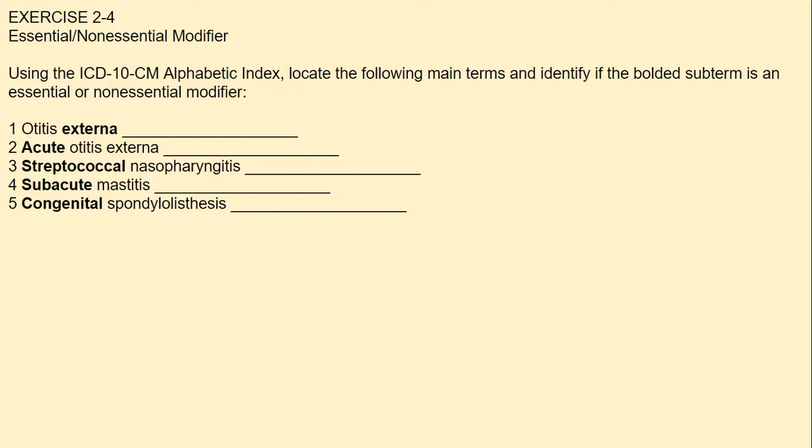Subacute mastitis, essential or non-essential? I would look up subacute and see what it says.